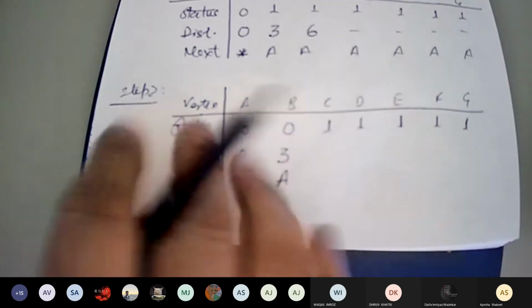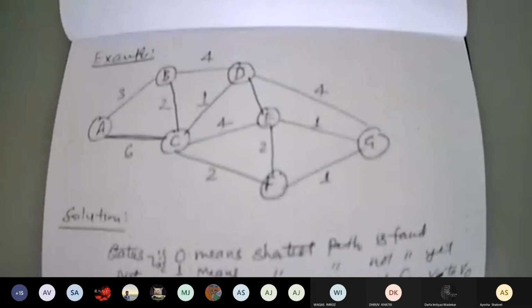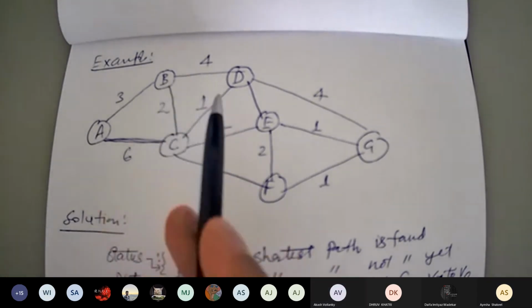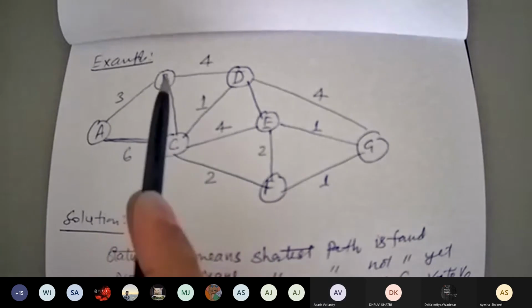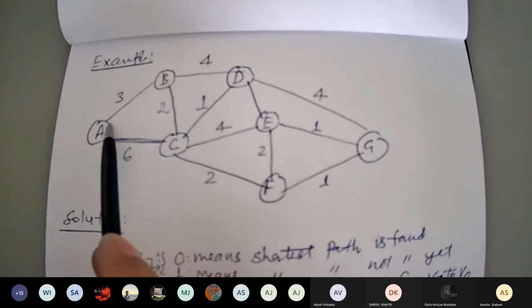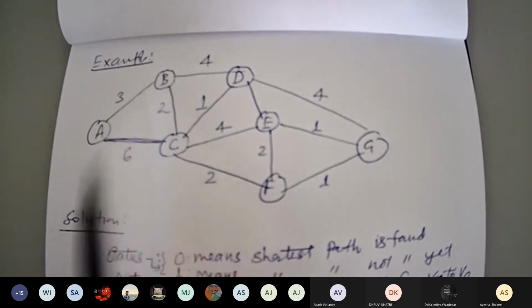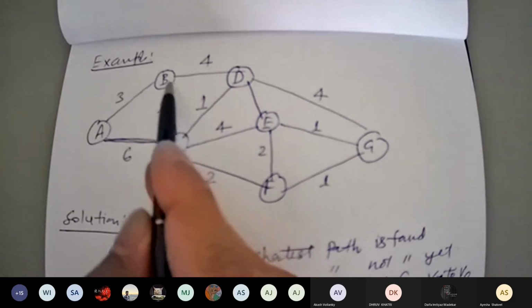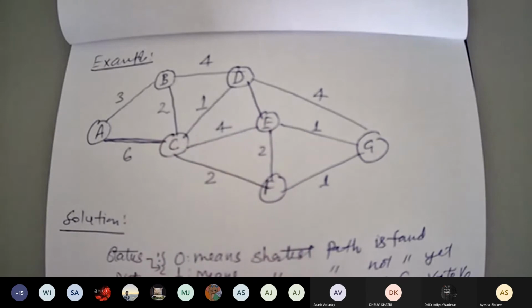Now from B, how many vertices can you go to? Actually you can go to 3: B to A, B to D, and B to C. But B to A, you came only from A to B, so you will not update that because you have already taken the minimum. Now B to C and B to D.